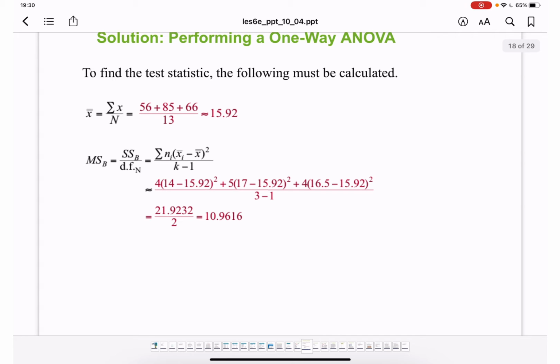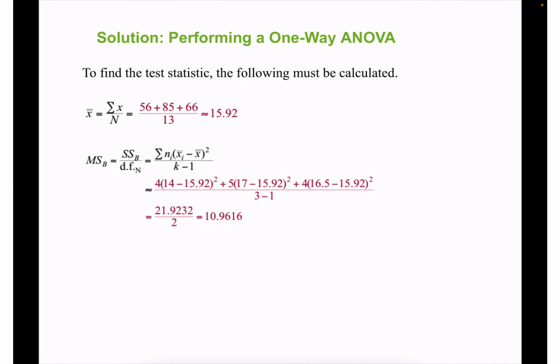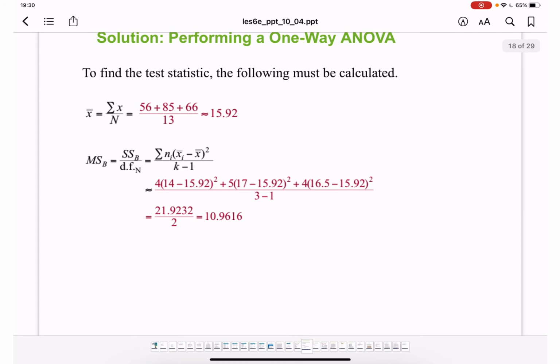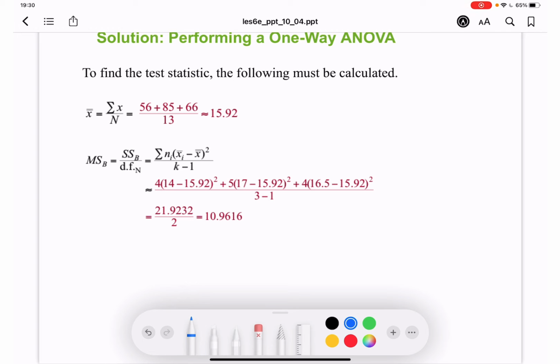So first of all, let me transfer all this given data onto this slide so we can make sense of these calculations. We are using the first sample, second sample, and third sample. For the first sample, the sample size is 4. The second one is 5, and the third one is 4 again.